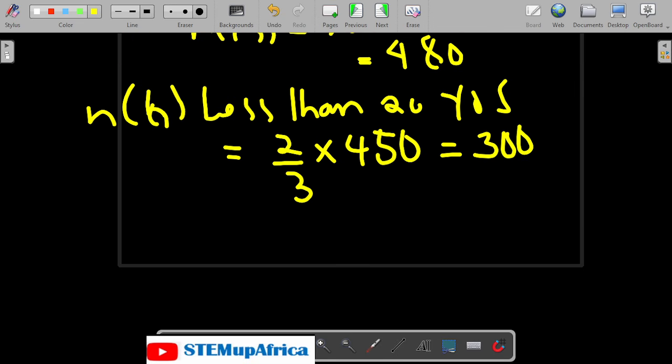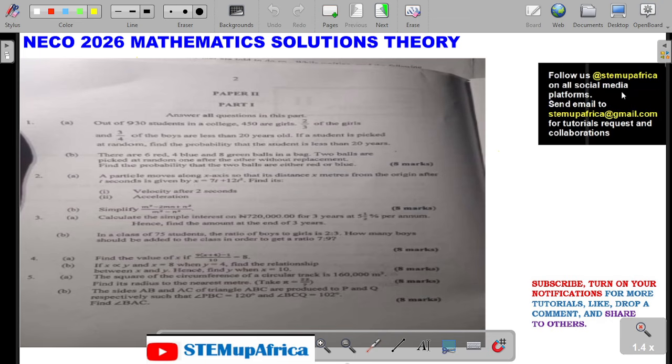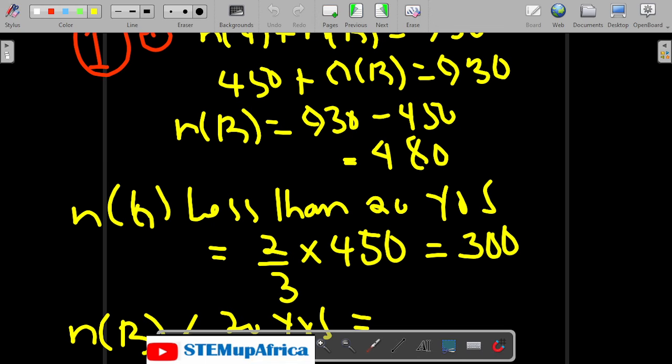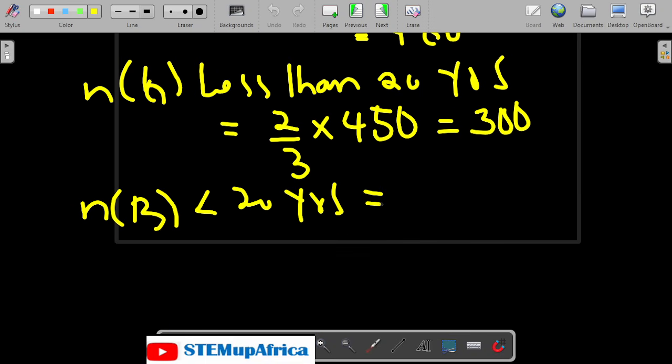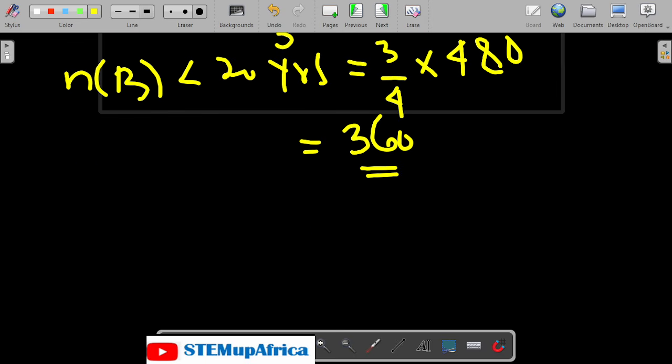Where the boys, numbers of boys less than 20 years will be the fraction 3 over 4. So I'm having 3 over 4 times numbers of boys here, which is 480. So what are we having now? 3 times 480 divided by 4. That will give us 360 less than 20 years.